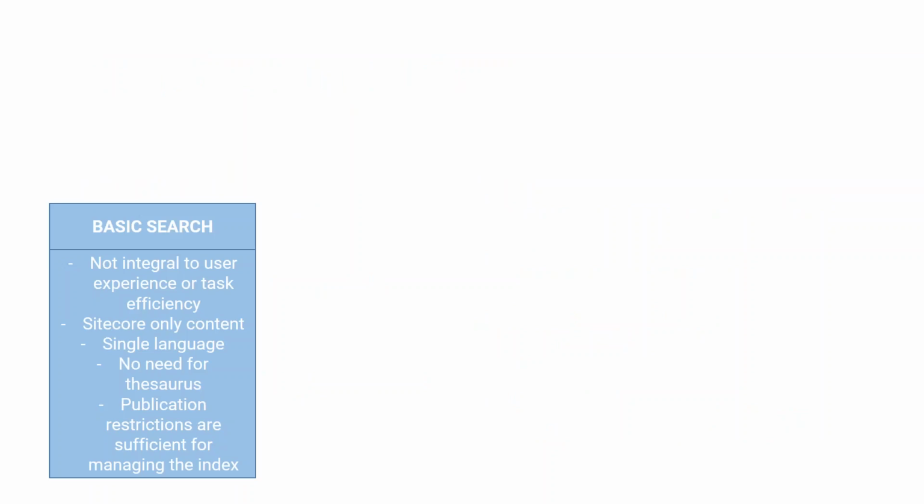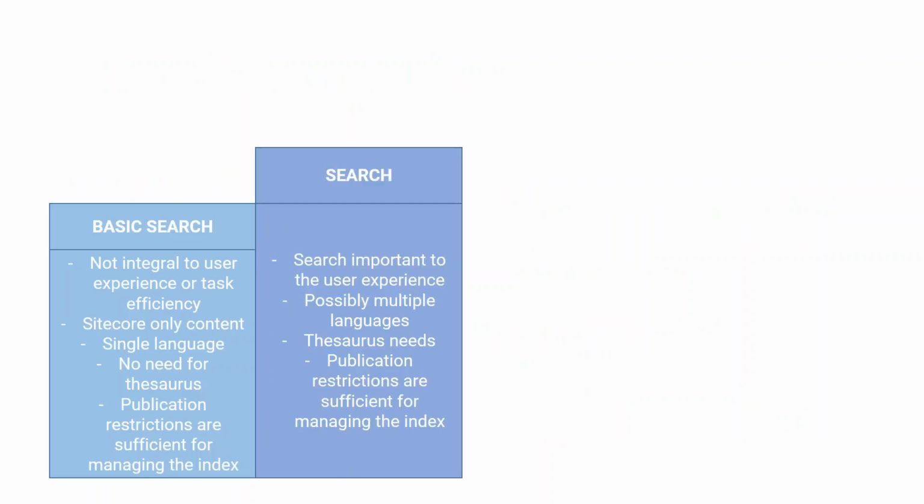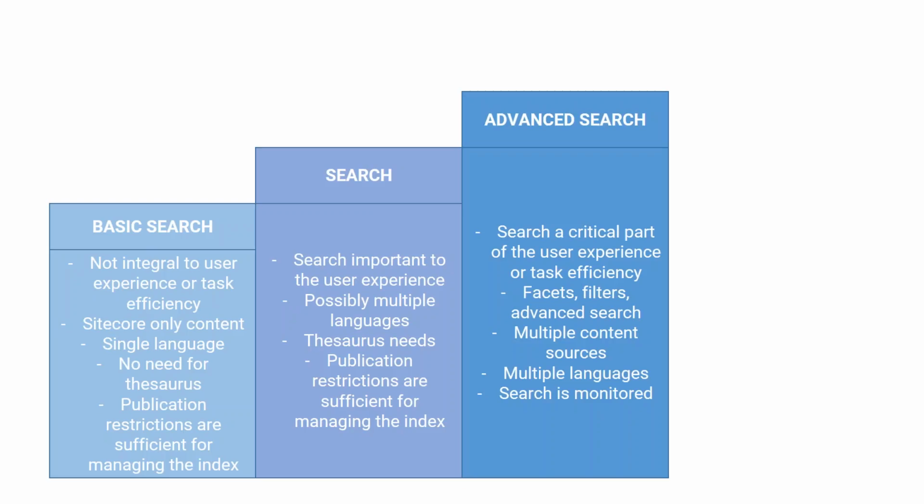One of the ways that I like to think about this is you start with basic search. It's not really integral to the user experience. Your content's pretty much in Sitecore. It's probably a single language. And you're not too concerned about things like a thesaurus or stemming. Then it goes up. Search starts to become important. There's a lot of content. IA by itself doesn't solve the problem. Maybe you've got multiple languages. Maybe the idea of a thesaurus comes into play. You're probably still okay in Sitecore, but you might be starting to push the boundaries.